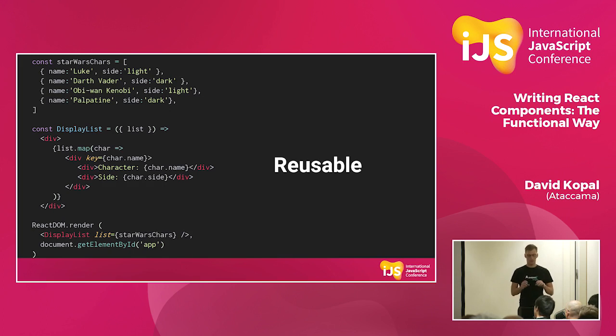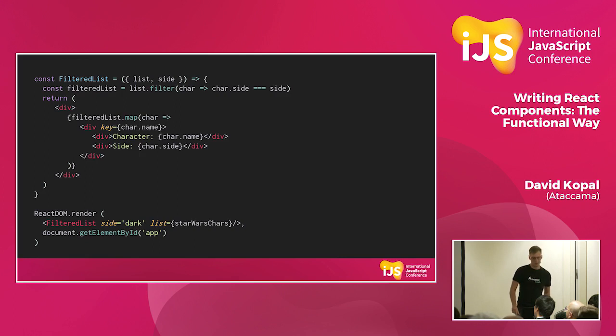Now, let's again take a look at our functional component, the reusable presentational display list component. So now it only displays all the Star Wars characters. But what if we wanted to display only Star Wars characters belonging to a particular side? Well, the simplest solution would be to place the logic directly inside the display list component. See, we renamed our display list component to filtered list because now it not only displays characters, it also filters them. So we move the logic here and we pass a new site prop, you can see here, and then we filter the list according to the passed props.